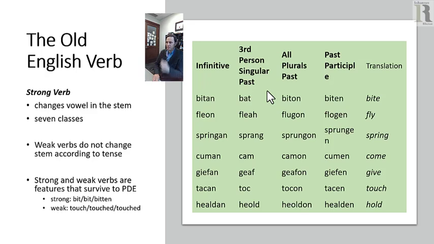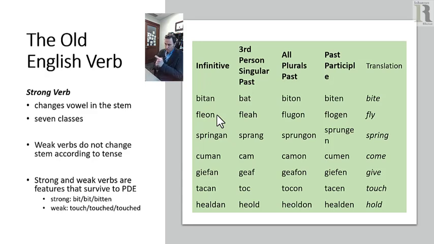There were 7 classes of them. This chart on this table shows the 7 classes: bītan, bite; flēogan, fly; springan, spring; cuman, come; giefan, give; tūcian, touch; hāldan, hold. As you can see, they're quite similar to the modern versions of them. When you first look at Old English, you're like, what is this? This is completely a foreign language, which it is. But the more you look at Old English, the more you can see the resemblances to modern English.